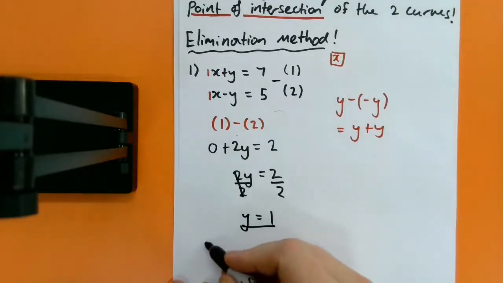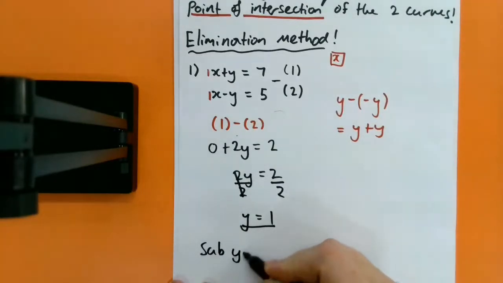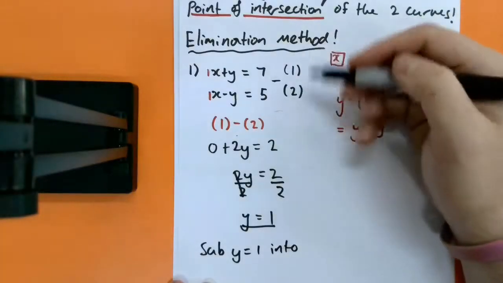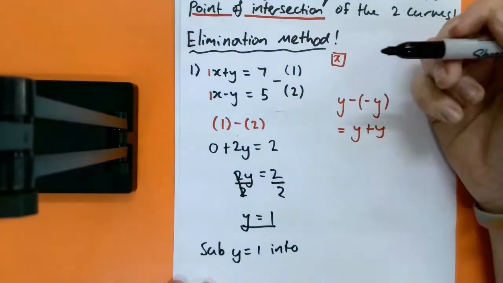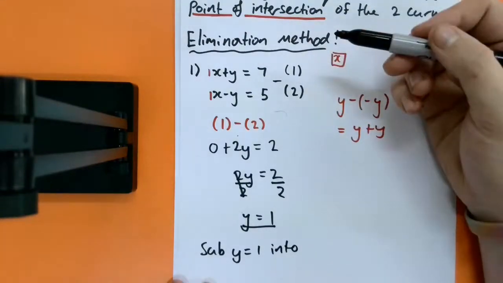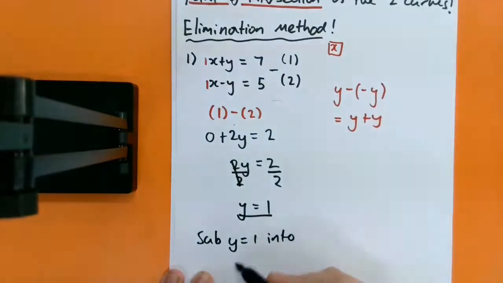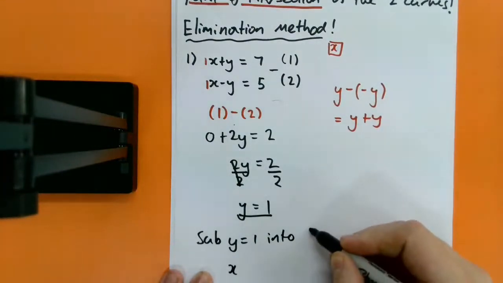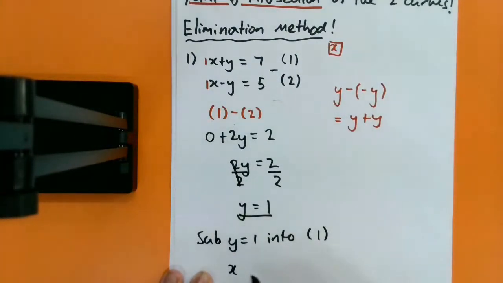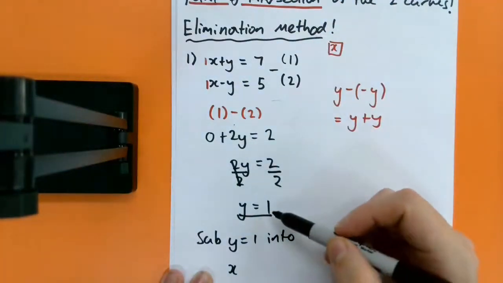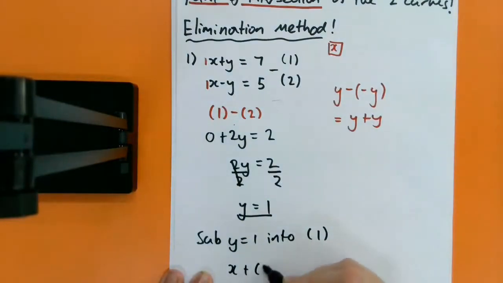So what I like to write is, I say sub y equals 1 into, and you can pick whichever equation that you want to work with here. I'm going to pick equation 1 just because it'll work nicely for me. If we're subbing it back into 1, this becomes x, and wherever we see a y, we now replace it with a 1. So x plus 1 is now equal to 7.